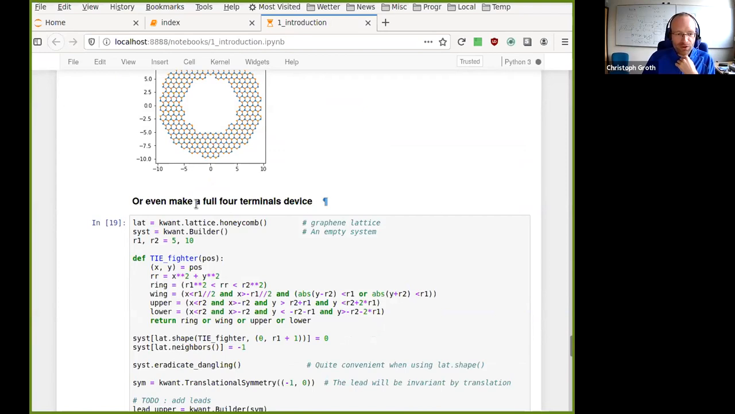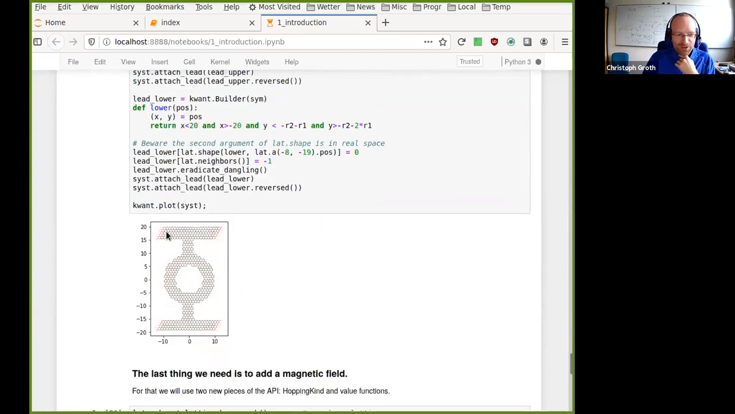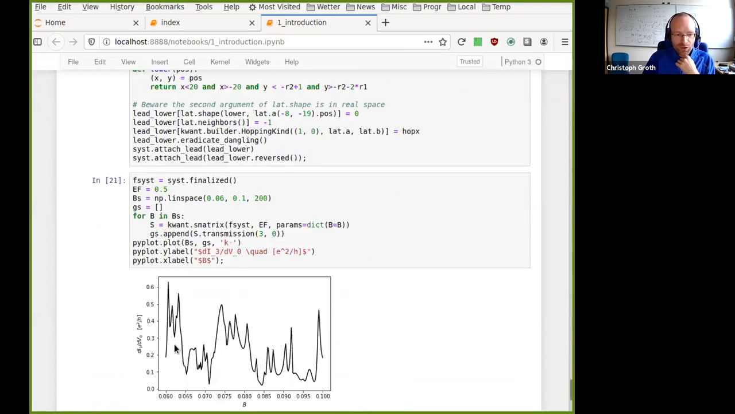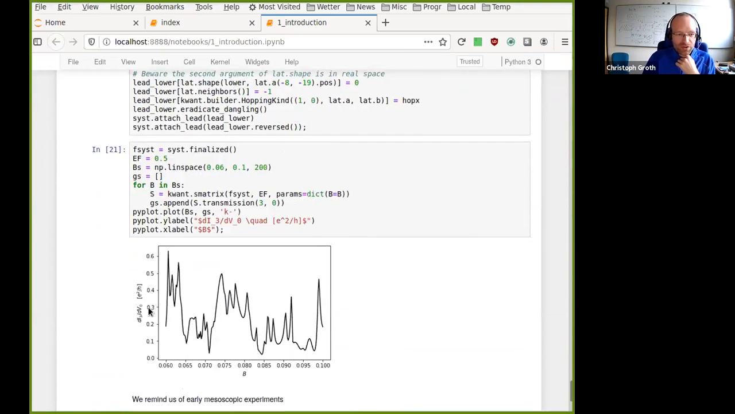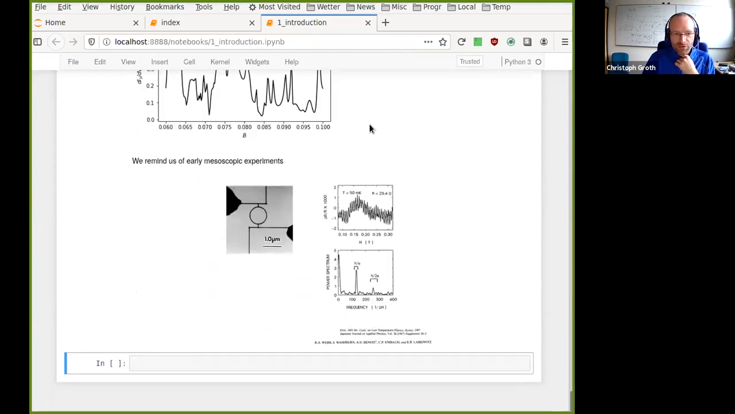And here, this next example creates a 4-terminal device on graphene. It looks like a TIE fighter. You see, there are 2 leads at the top, 2 at the bottom, and we can also add a magnetic field to it. And when we plot the transmission as a function of the magnetic field, we reclaim universal conductance fluctuations that you might know from mesoscopic physics. So I'm done now with the first part.